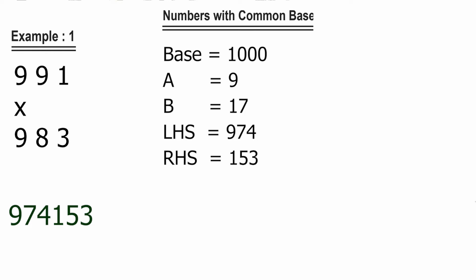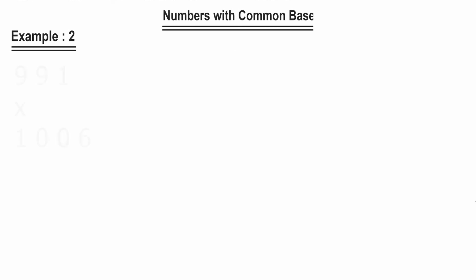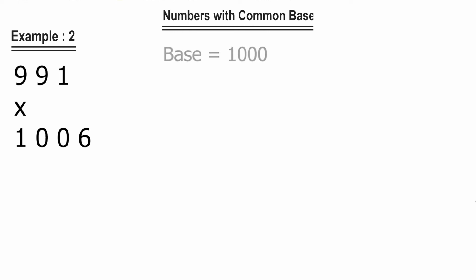Now let's see what happens when one of the numbers that we're multiplying is greater than the base. For our second example, we multiply 991 by 1006. All of the steps would be the same as in example 1. First, we consider the base, that is 1000. Next, we calculate A and B in a similar fashion, that is base minus multiplicand will give you A, base minus multiplier will give you B.